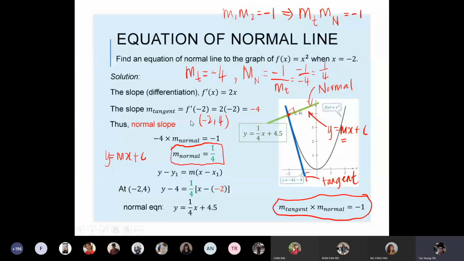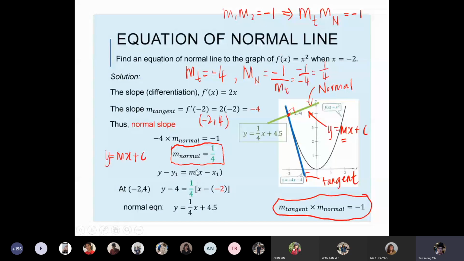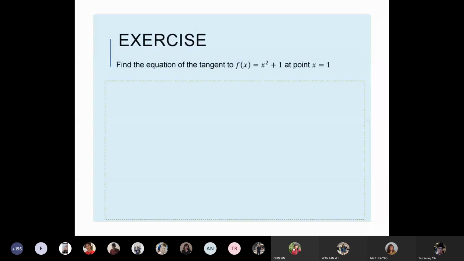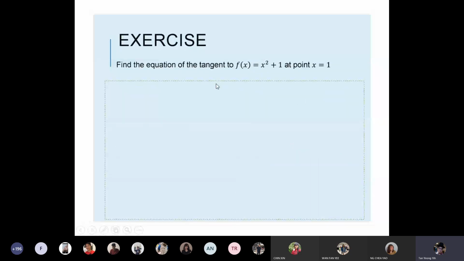So use this point, -2 and 4, from the previous example. Substitute into the formula and solve it. We get y equals 1 over 4 x plus 4.5. So this is the equation of the normal. Okay, any questions here? If we do not have any questions, let's solve this exercise.